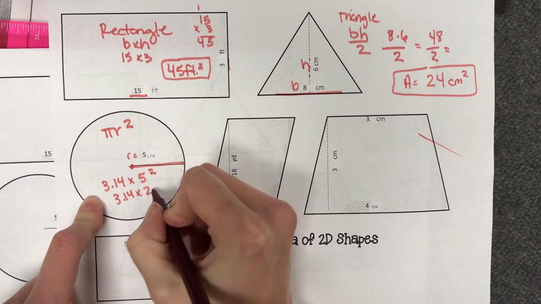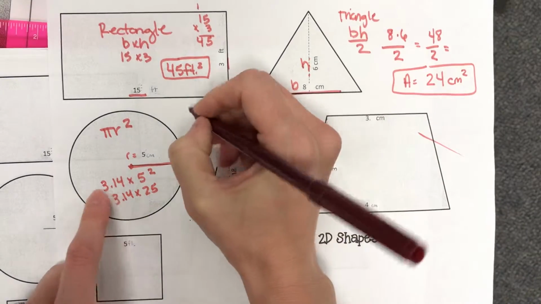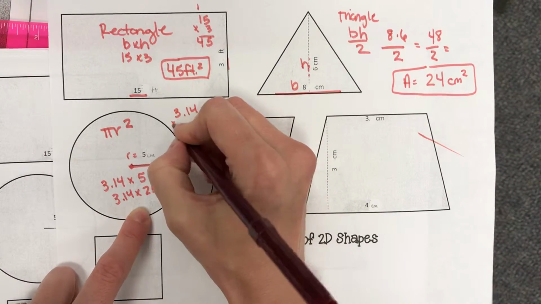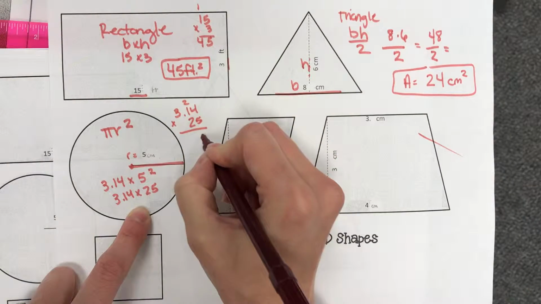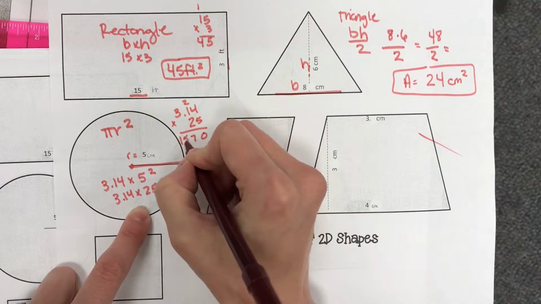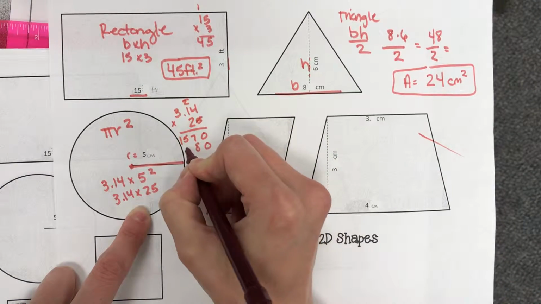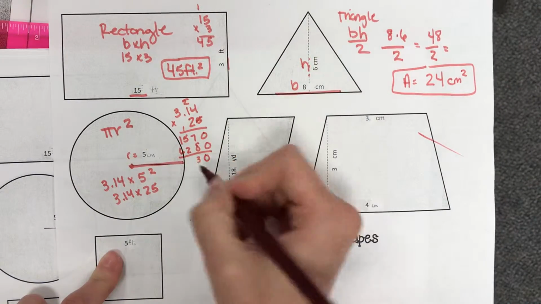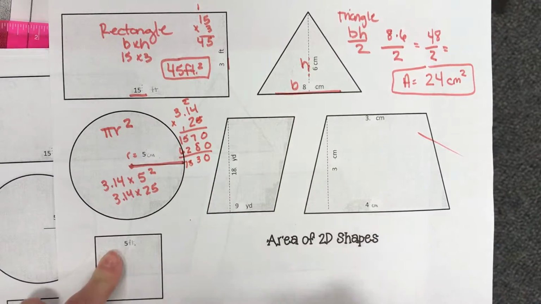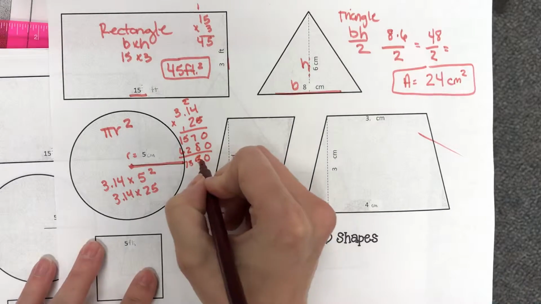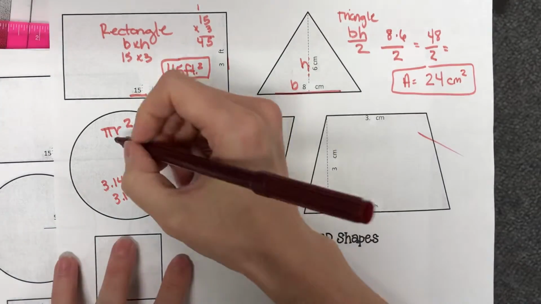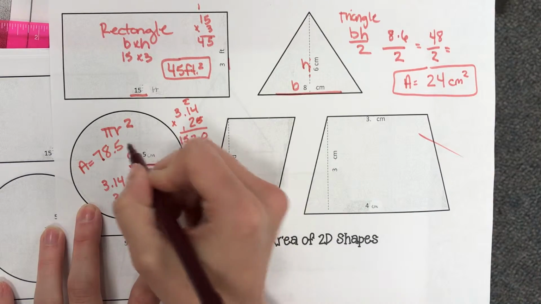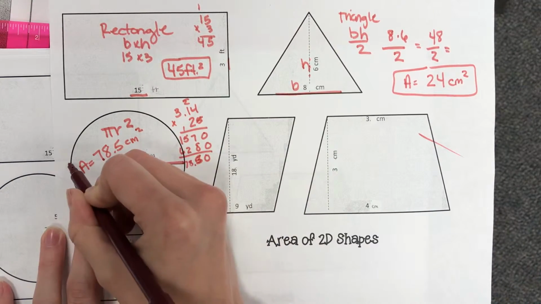So 3.14 times 25. Okay, if we're multiplying by a decimal, I'm going to put the number that has the most digits on top, which is 3.14 times 25. Okay, so I got 20, 6, 7, 15, 8, 2, 6. Oh, 15, I'm a goober. 78.5, that's right. Okay, so 78.5 centimeters squared.